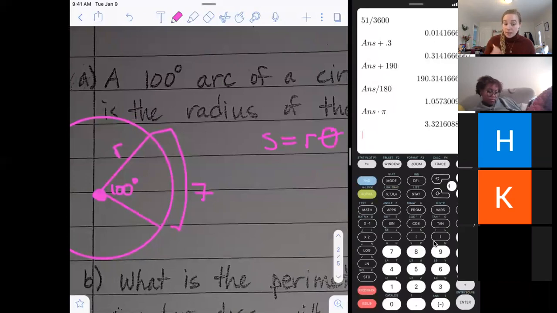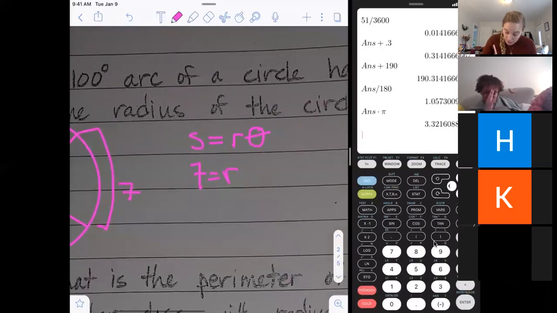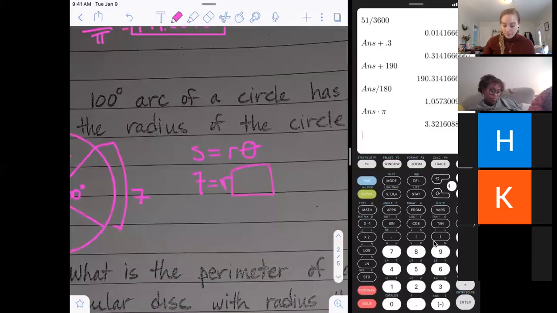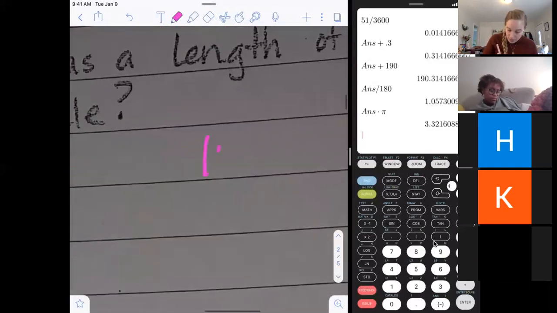S is my arc length, so that's 7. So I'm going to say 7 equals R, where R is radius. We don't know what that is, so I'm going to keep it as R. And theta means my angle, but in radians, not degrees. So I'm going to have to figure out what 100 degrees is in radians, and then plug it in here. I'm just doing it off to the right side where there's some extra space.